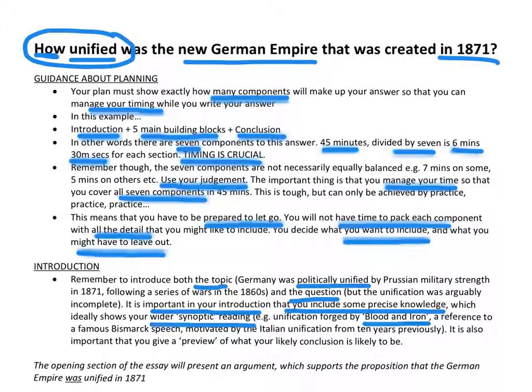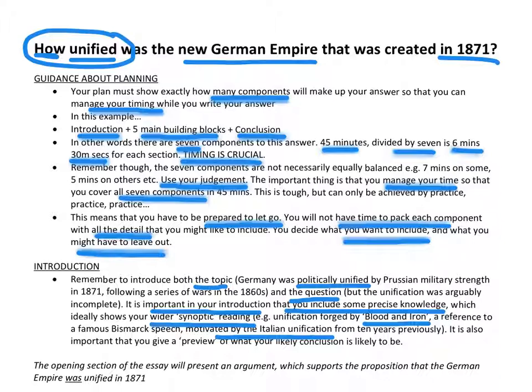Now that isn't even mentioned in the textbook, but that is relevant and it's showing that you have been reading widely around the topic. You could also mention that the unification was motivated by the Italian unification from 10 years previously. That would be another example of what we call synoptic reading. It's moving beyond just, hey, I've done the textbook. You've actually got deeper, wider knowledge.